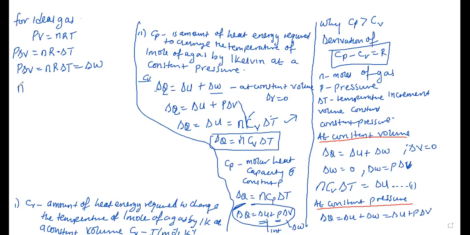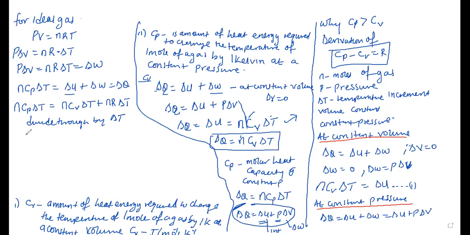The total heat energy supplied would be n Cp delta T, equal to the internal work done plus the external work done, when we have molar heat capacity at a constant pressure. So this is the same as our delta Q, or the heat supplied. So with this, I'll have n Cp delta T is equal to the internal energy, n Cv delta T, plus external work done, nR delta T. If I divide through by delta T and n, I'll have Cp is equal to Cv plus R. Therefore, Cp minus Cv is equal to R.